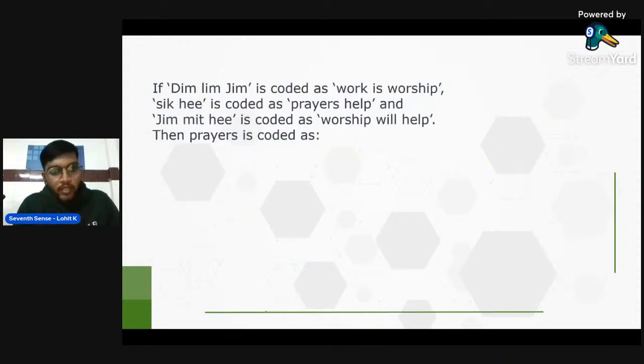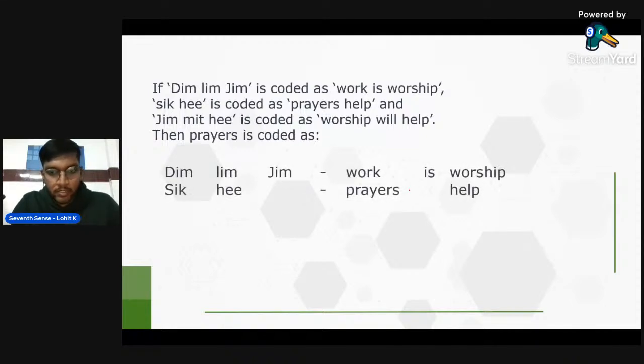Okay, so like this, tell me the answer for this and we'll wind up the session here. Do two more questions and then we'll wind up. So as you can see the answer for this, you have to calculate the code for prayers here. So they have used 2 words, so you have to calculate the answer for help and then you have to calculate the answer for prayers here.